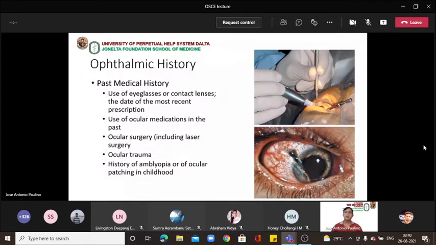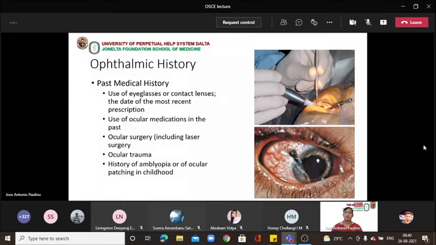The past medical history is the next part of the ophthalmologic history. You have to ask them if they use eyeglasses or contact lenses and the date of the most recent prescription, because it may be the reason for their main problem. People might come to you and tell you that they have blurring of vision. However, you weren't able to ask them if they wore glasses before or they had surgery or ocular medications in the past. Patients may come in for consult because of eye pain but you weren't able to get in the history that they have glaucoma.